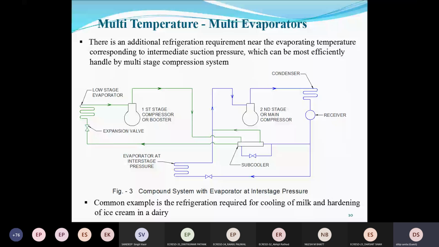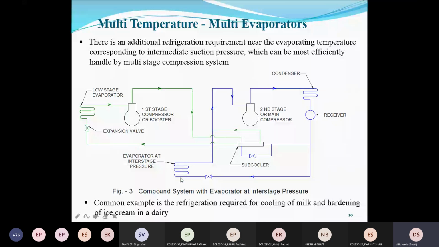You can see this is a diagram showing that this is from the low stage evaporator. It is going to the first stage evaporator, then it can go into the subcooler. I will discuss the subcooler later in this lecture in detail. And from the subcooler it is cooled and again fed to the suction of the second stage compressor.